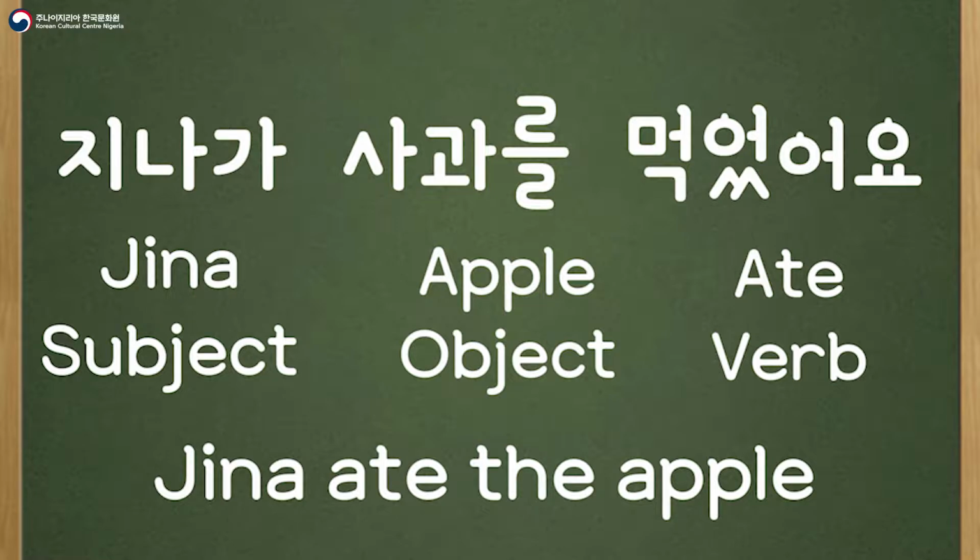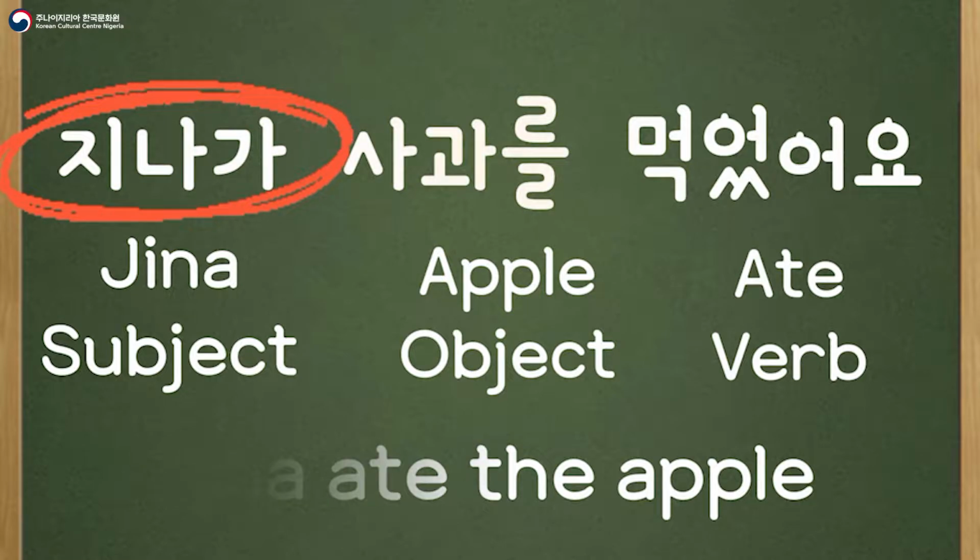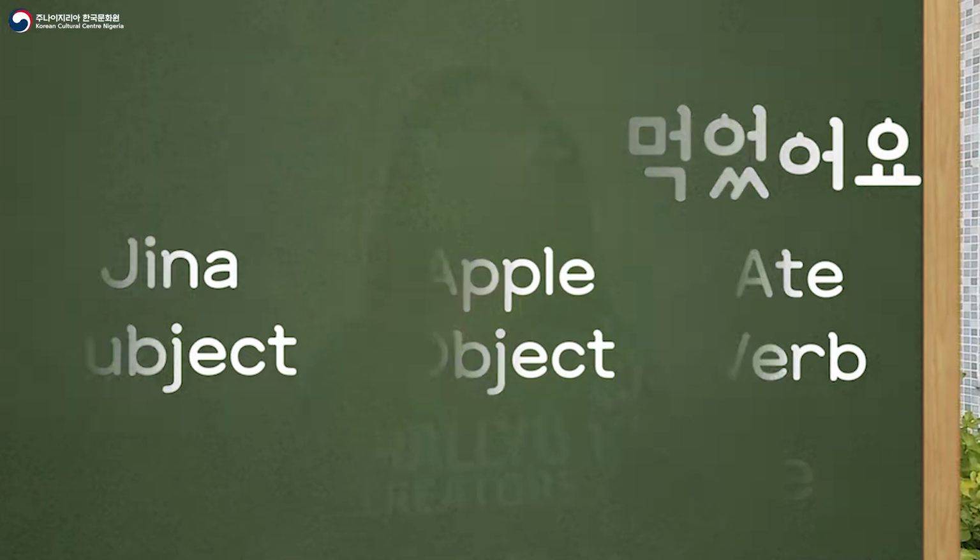Now, this is indicating that the subject of this sentence is Tina. Tina is the one that did the action of eating the apple. So basically what the sentence is saying is that the person that ate the apple is Tina. Simple. That's what the subject of the sentence is. That's what 이 or 가 does. It simply tells you that this person or this thing is the subject of the sentence.